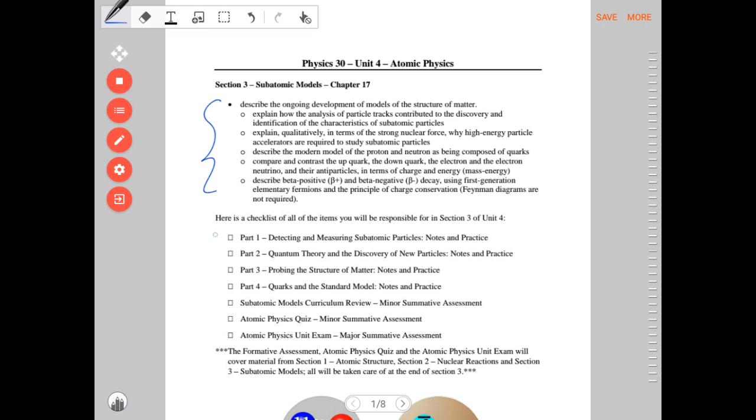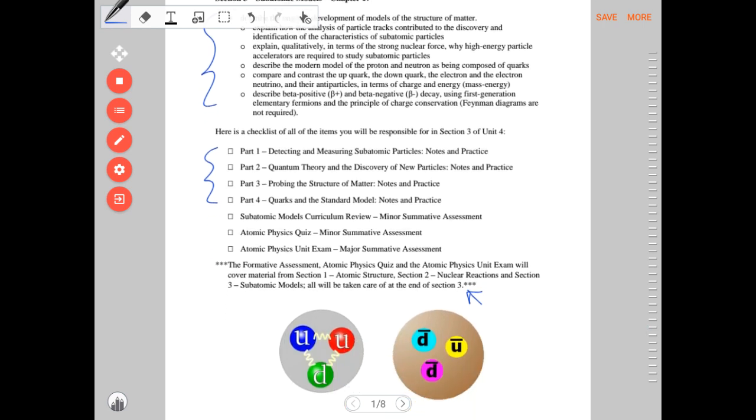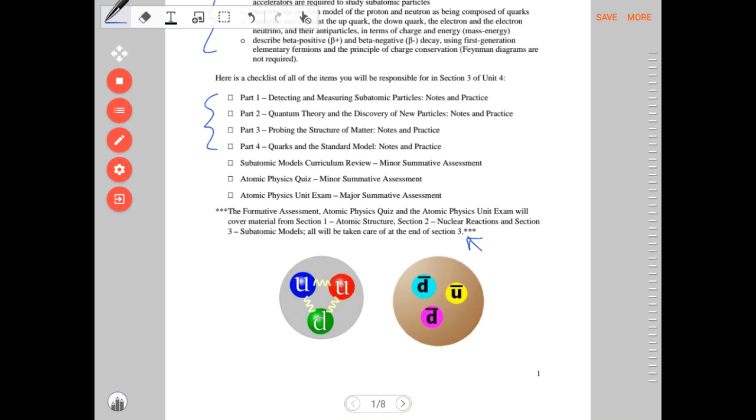So this is 4 parts, and you'll notice by the notes package it's very short. Okay, so 4 parts, and then you have a curriculum review, atomic physics quiz, and then of course your atomic physics unit exam. The formative assessment, so that's the atomic physics quiz and the atomic physics unit exam, will cover material from Section 1, Section 2, and this section, Section 3, and it will all happen at the end of this section. Okay, so it should be good for you guys to know, and we'll just scroll down for the little picture of the quarks that you're going to learn about here right away.